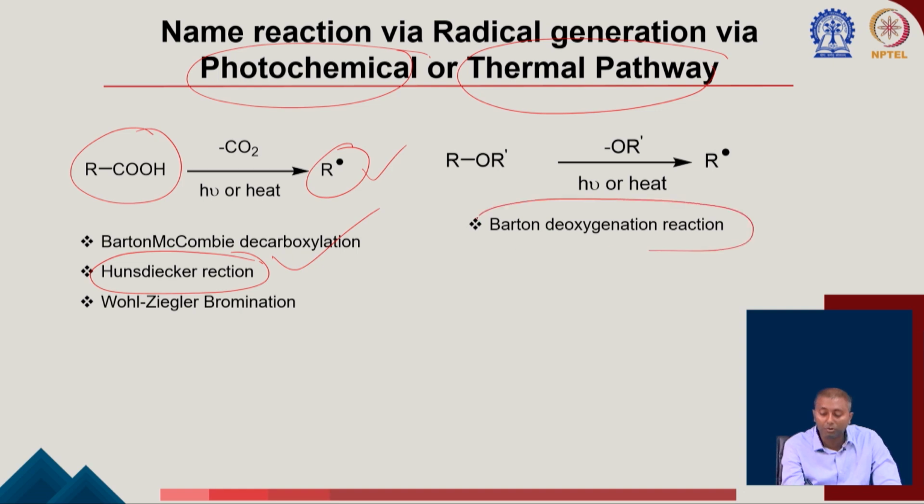Then I am also going to talk about the Barton deoxygenation reaction. Starting from the corresponding alcohol, you can make a derivative of the alcohol, and then under h nu or heat you can generate the corresponding radical. Again, this radical can go for hydrogen atom abstraction from RH, or it can go for an intramolecular cyclization reaction.